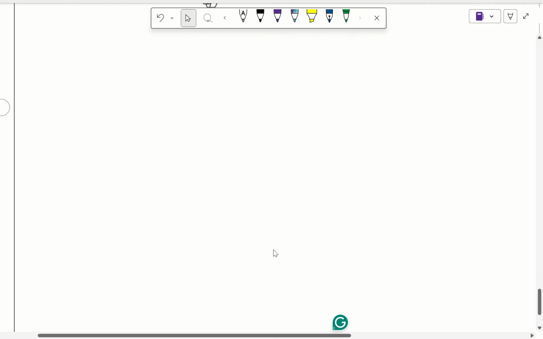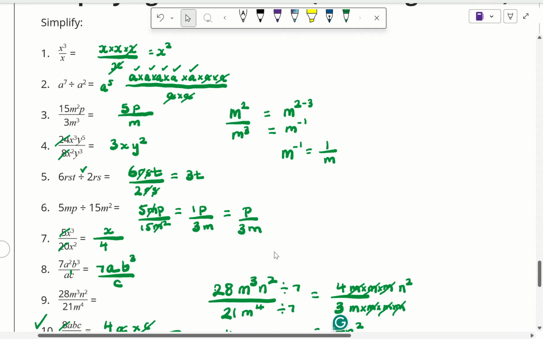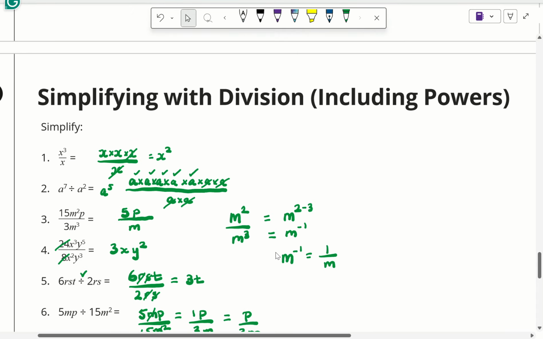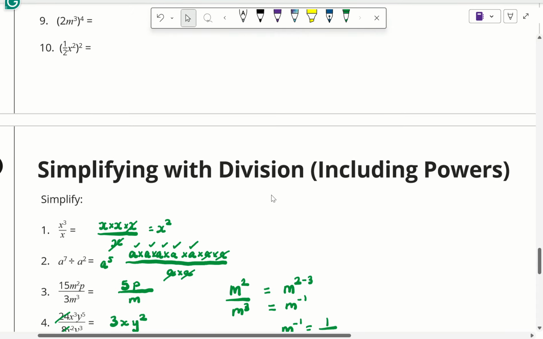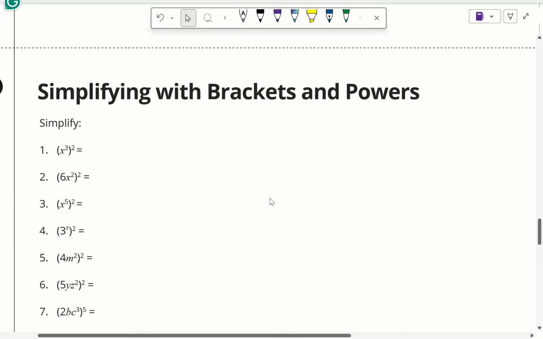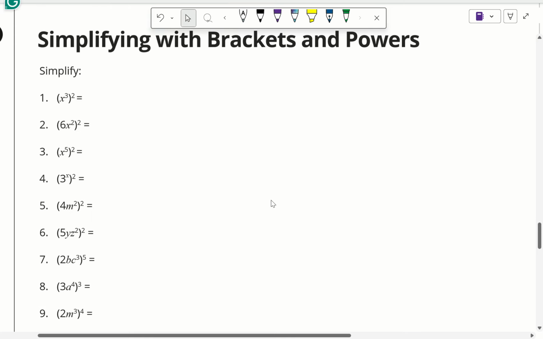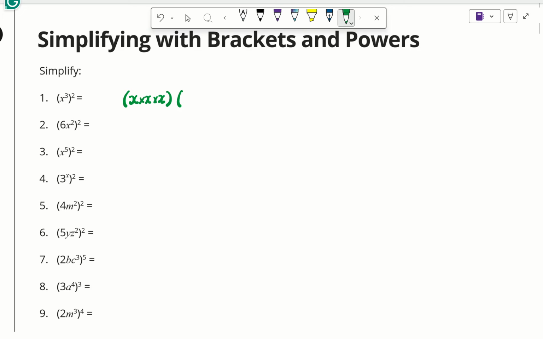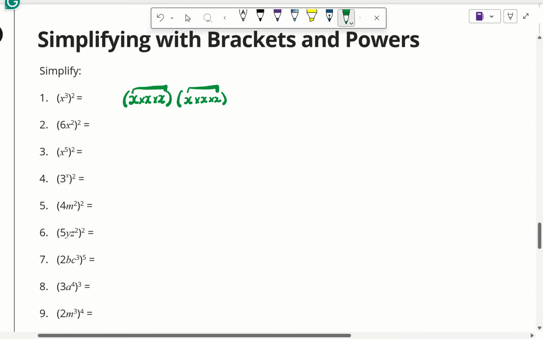Okay, so hopefully in this 20-minute video we've had a look at simplifying with division, including powers, simplifying with brackets and powers. Notice that they're different. I'll repeat, x cubed is x times x times x, but that squared, we multiply it by itself. So again, over here, we don't add the powers, we actually multiply them. 3 and 3 is 6, so that's x to the power of 6.